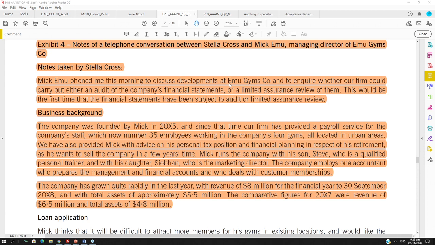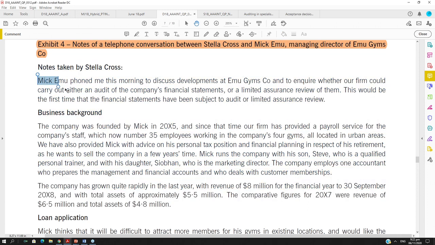Okay, the first paragraph here in orange is just an introductory paragraph. It is telling about the conversation between Stella and Mick. Mick telephoned Stella, and Mick wants Stella to perform the audit or a limited review of the financial statements. This would be the first time that the financial statements will be subjected to audit or limited review. Is that an important piece of information, that this will be the first time that the financial statements of Emu Gyms will be subjected to audit or limited review?